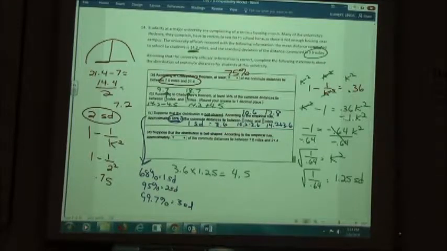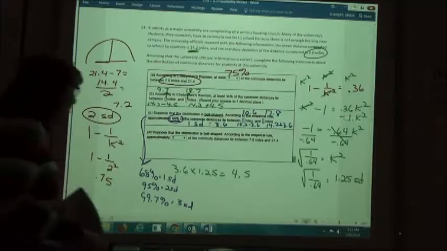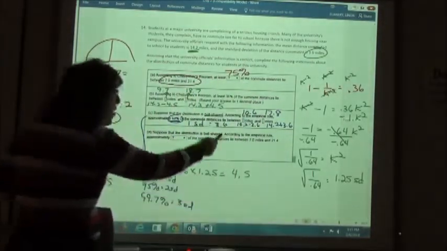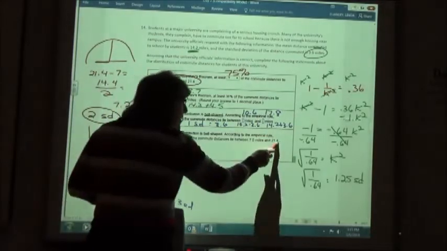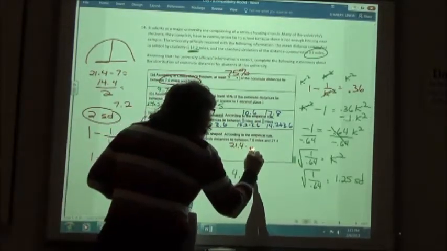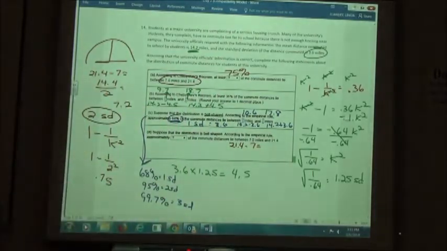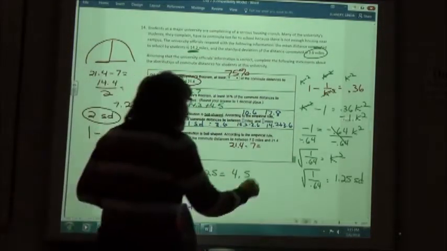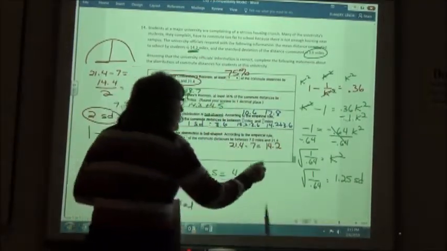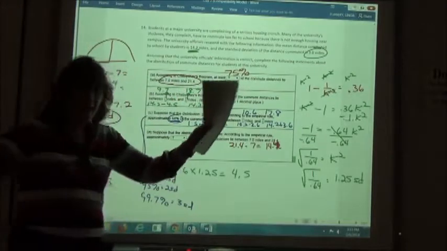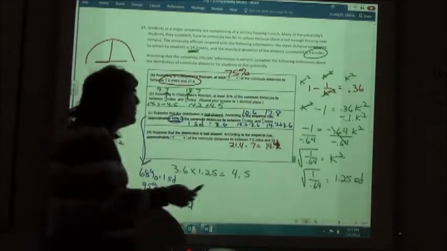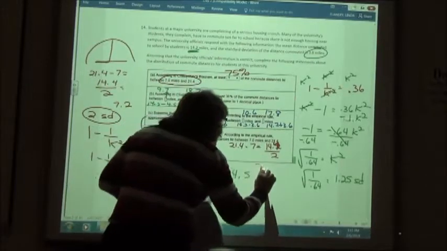Part D of that. Suppose that the distribution is bell-shaped. That means we're using the empirical rule. Approximately what percent of my commute distance lie between 7 and 21.4 miles? So this is like the last one on the previous problem. First thing I'm going to do is figure out my spread of my numbers. If I'm between these two things, 21.4 minus 7 would give me 14.4. 14.4 is my entire distance. I have to go from the middle, so I'm going to split that in half, and I would get 7.2.